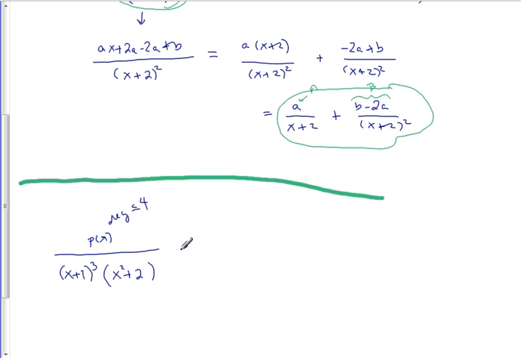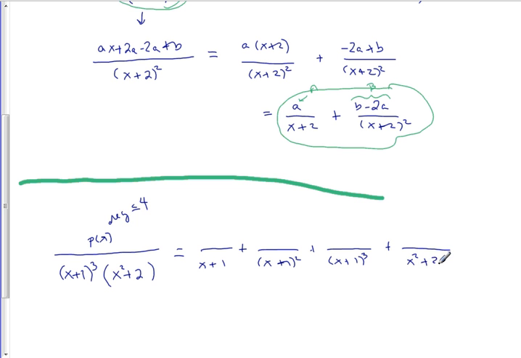And if we do that, then, as I've told you in class, the way we separate this is we write it as something over x plus 1 plus something over x plus 1 squared plus something over x plus 1 cubed plus something over x squared plus 2, which doesn't factor anymore, right?